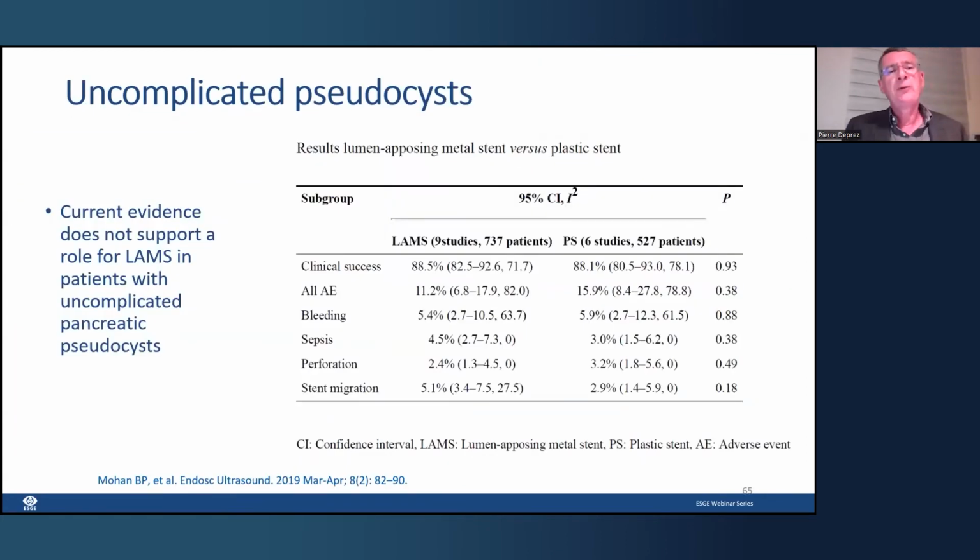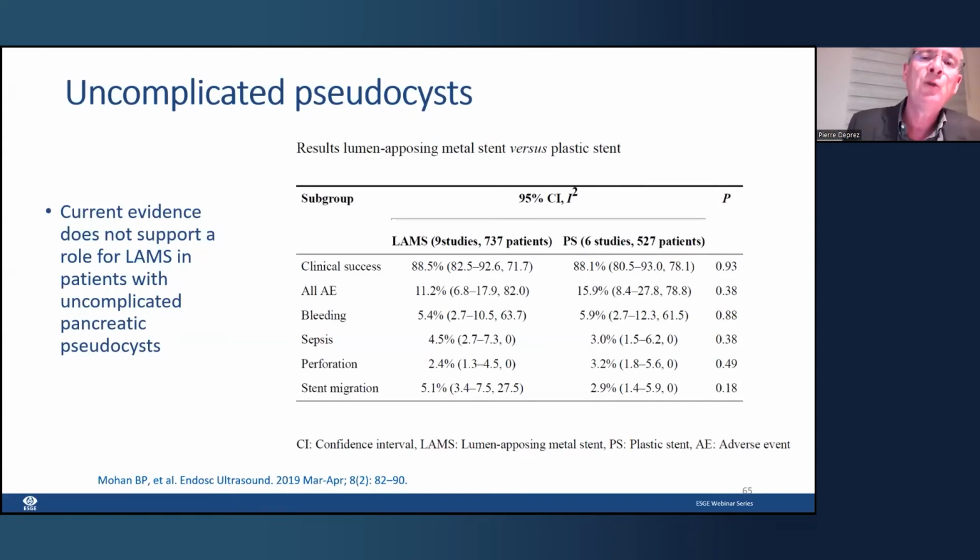And then I tried to find a good guideline about LAMS and plastic stents. My practice in a non-complicated pseudocyst is to prefer plastic stents. And I think this is still reasonable because there are several papers and meta-analyses that do not support a role for LAMS in patients with uncomplicated pancreatic pseudocyst. But I think this is still quite debated.